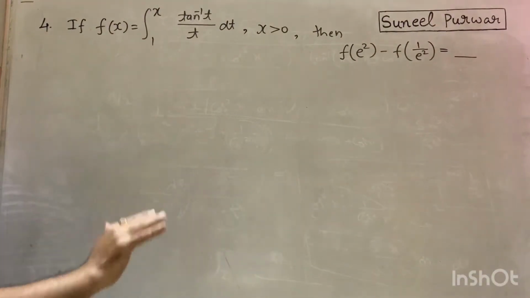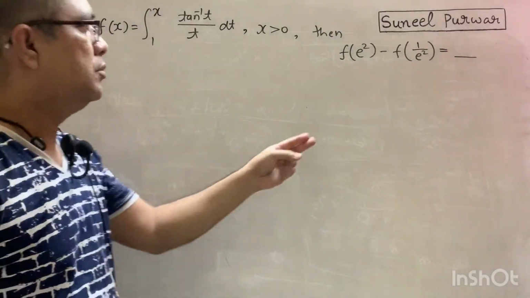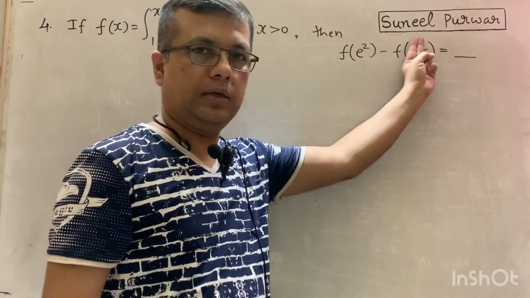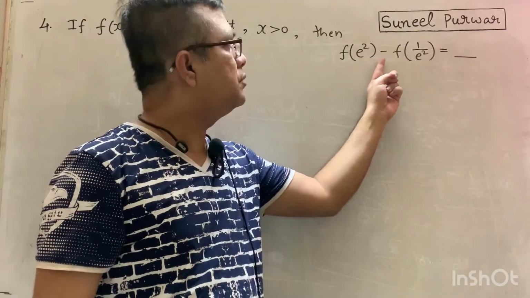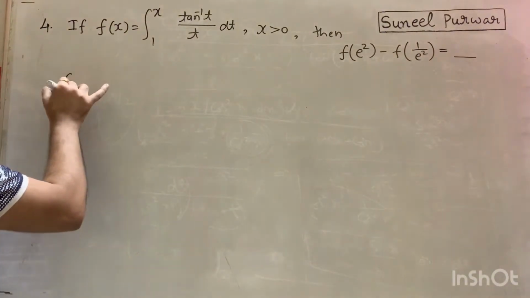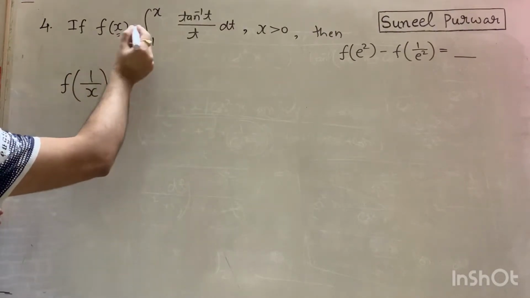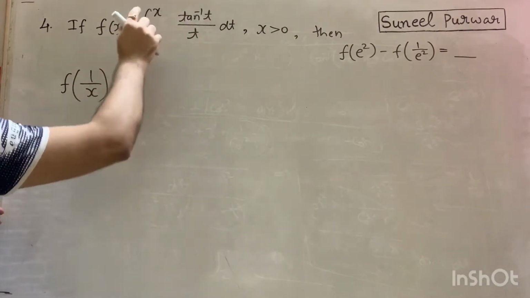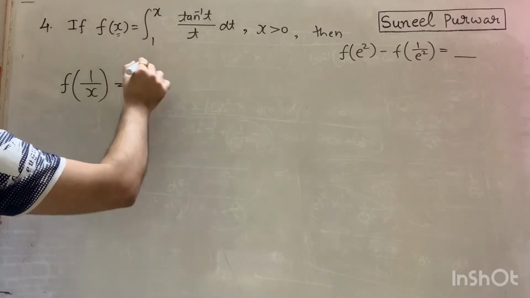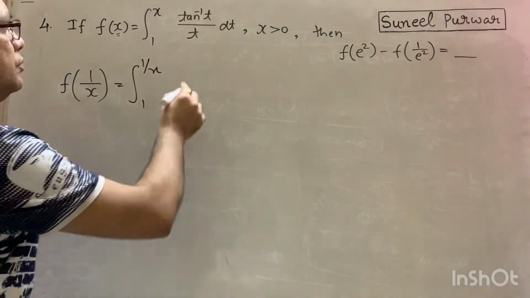Now let's find out f of 1 by x. Understood why we are finding f of 1 by x? Because this quantity is of the type, if I say this number is x, this is 1 by x, and it becomes f of x minus f of 1 by x. So let's write f of 1 by x. Wherever you see x in here, you replace it by 1 by x. So it is equal to integral 1, and this will become 1 by x. Rest of the things will be the same.